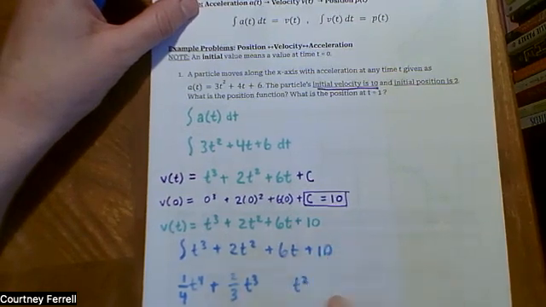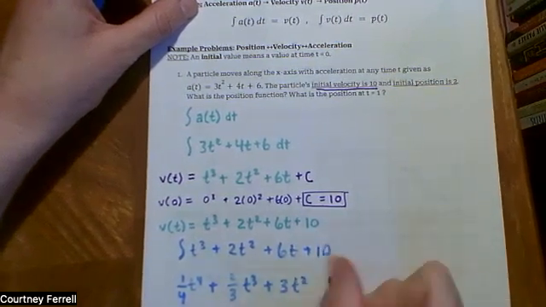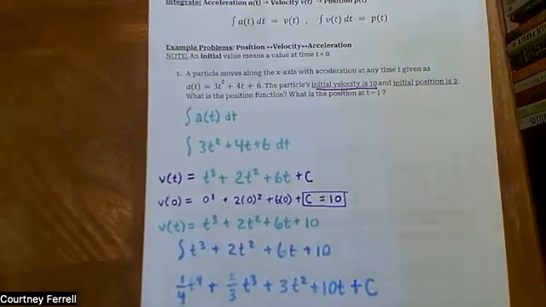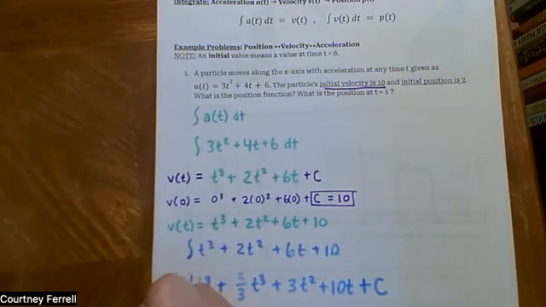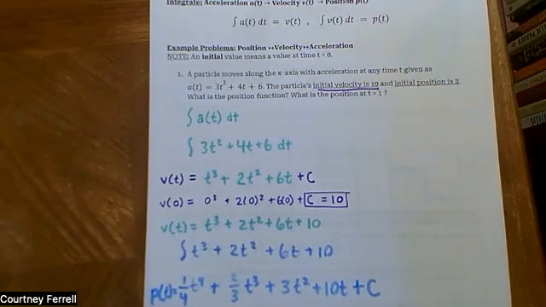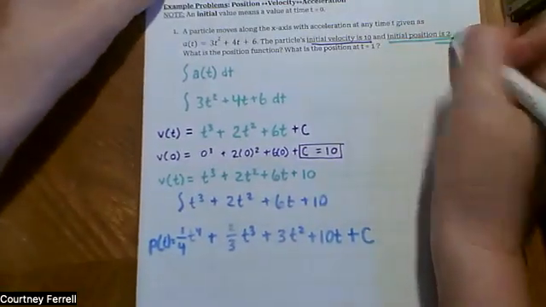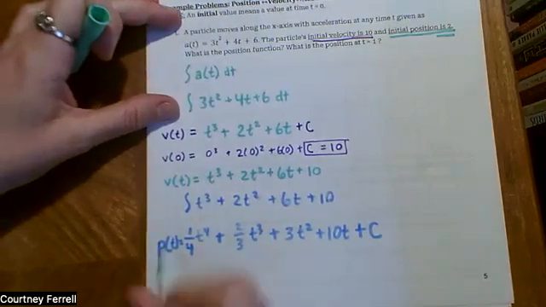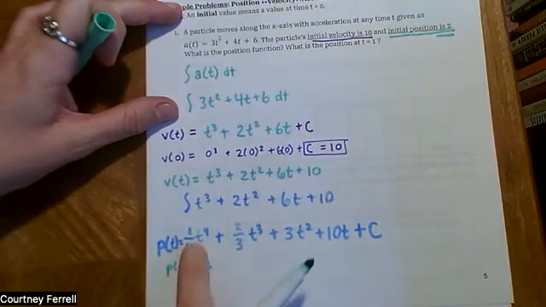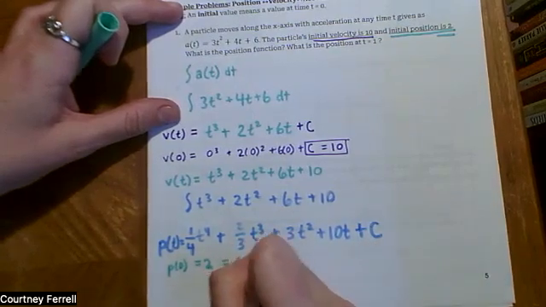Up by 1. What can we multiply by 2 to get 6? Has to be 3. This becomes 10t. Don't forget the plus c. Okay, and that is our P of t, our position of t. So they told us that our initial position is 2. So that means P of 0 is 2. When you plug in 0, this whole entire thing is 0 except for C. So we just discovered that C is 2.